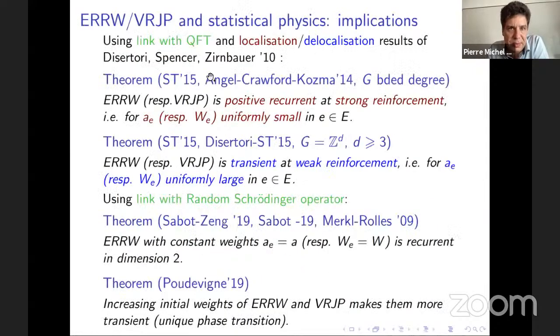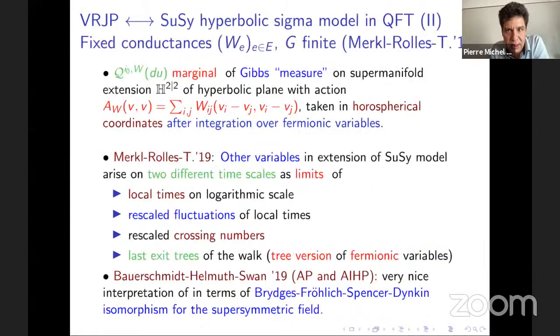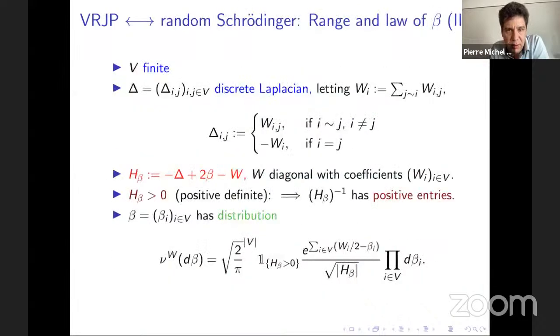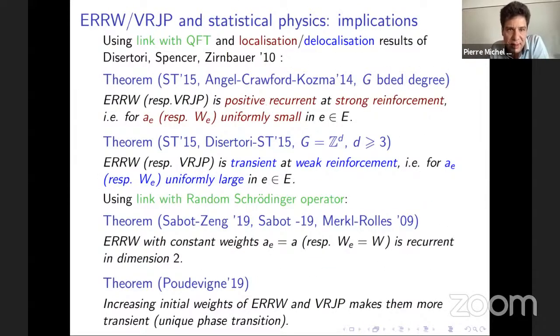Let me now say quickly the implications in terms of recurrence. That part owes a lot to the two papers of Disertori, Spencer and Zirnbauer. One is about delocalization of that supersymmetric field on H^{2|2}, the other on the localization. The result they get is that if the W's are small, which corresponds to strong reinforcement, then the field is localized, and if W is large, which corresponds to weak reinforcement, then the field is delocalized.